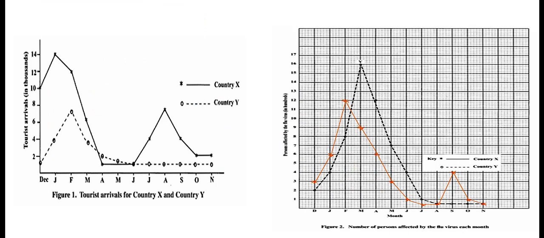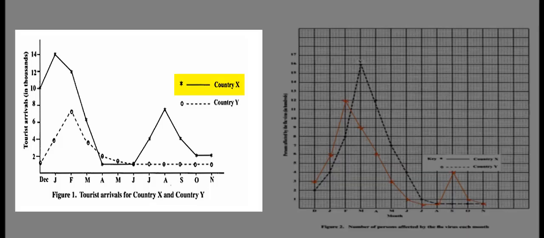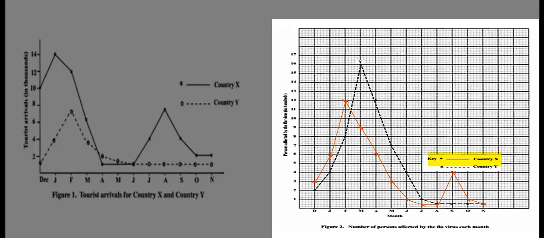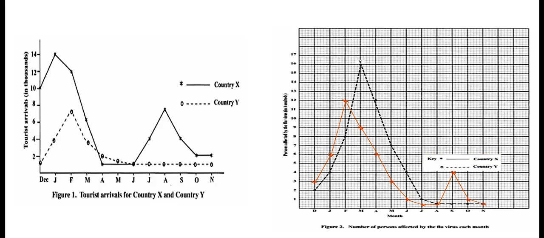And here we are. So if you remember, this is the graph from the question and this is the graph that we drew. So we'll be comparing these 2 graphs. Now as you notice, let's take a look at country X. Country X is the unbroken line in this graph and the unbroken line in this graph, the graph that we drew. As you notice, there's a peak here. Where's the peak? It's in January. And the peak here is in February.